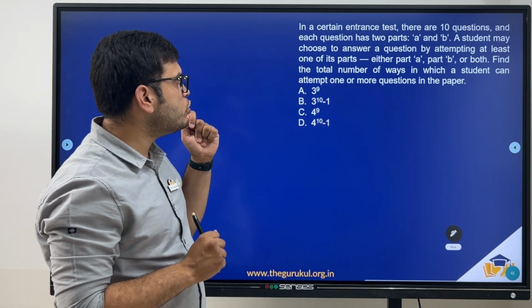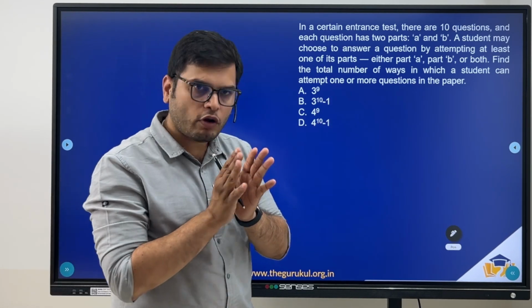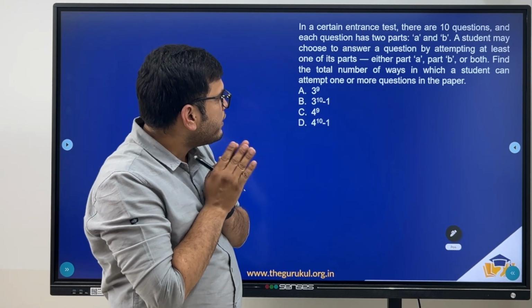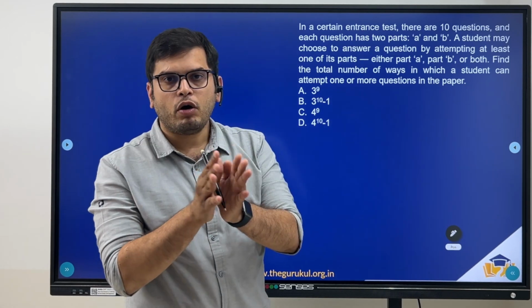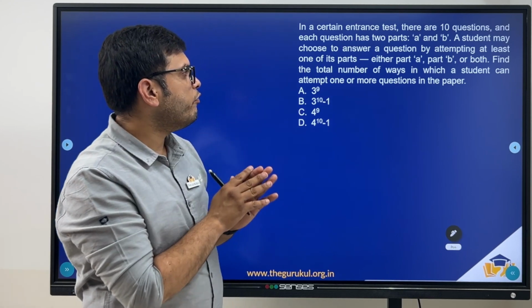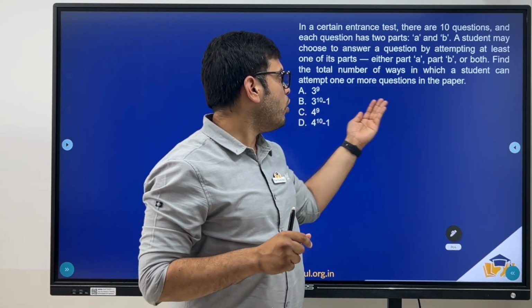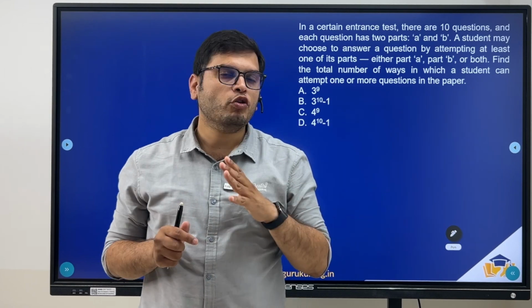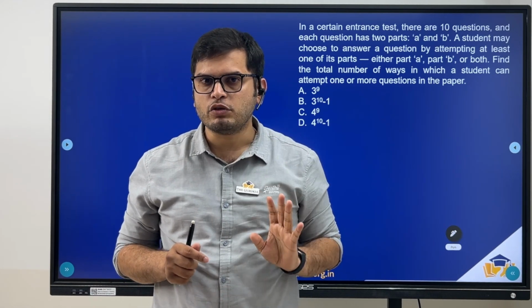A student may choose to answer a question by attempting at least one of its parts, that is either part A or part B or both. Find the total number of ways in which a student can attempt one or more questions in the paper. So the student should be attempting at least one question in the paper.